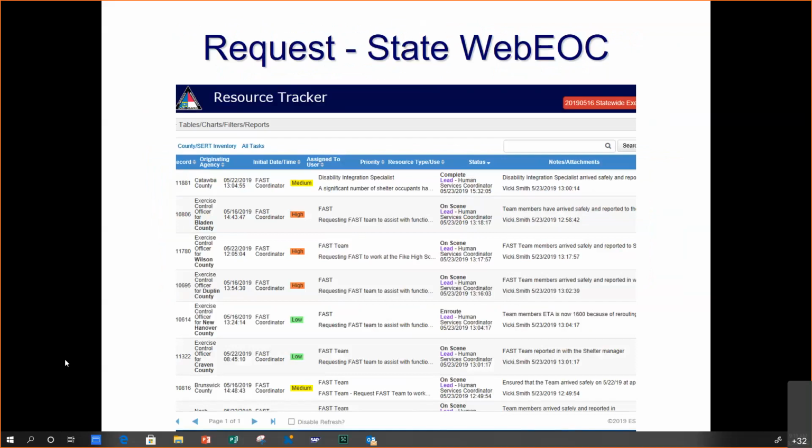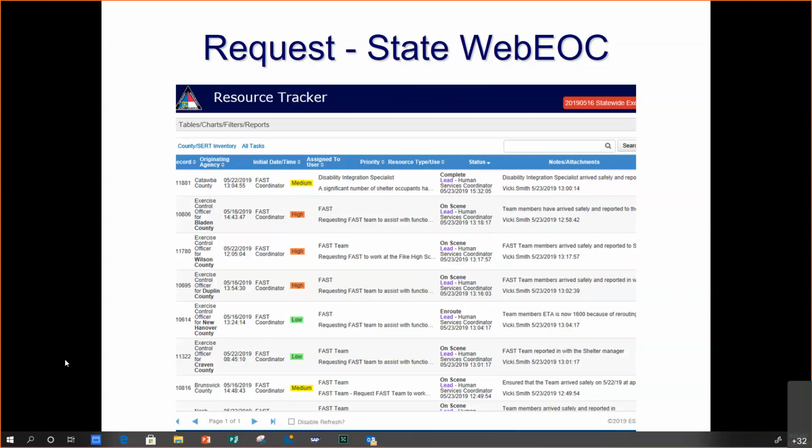So this is an example of what a request will look like in the state WebEOC. You see the colored parts in the middle, that's the priority where it says medium, high, and low. There's different levels of priority as far as what's needed immediately. We'll get a faster response than what's maybe low. Sometimes information is just low. So the initial request is usually started by a county emergency manager.